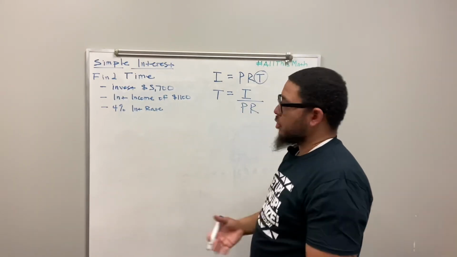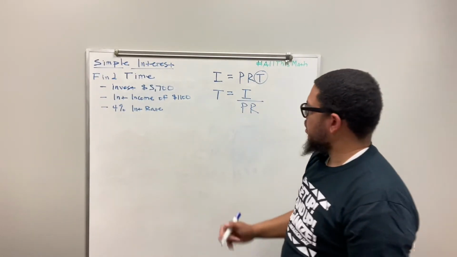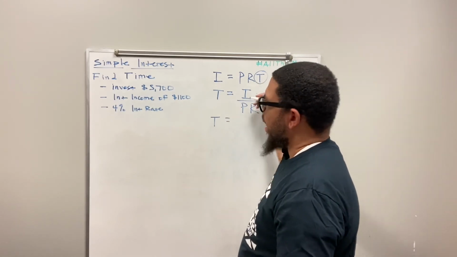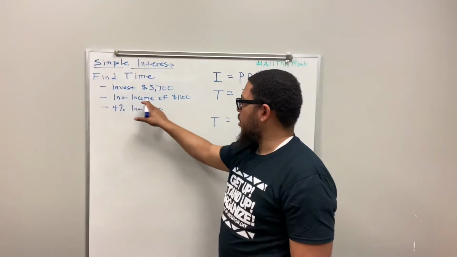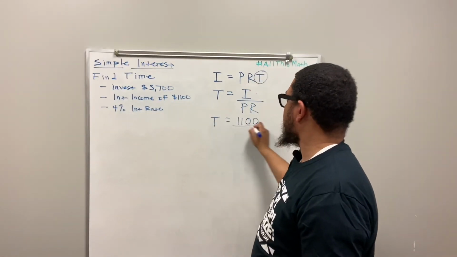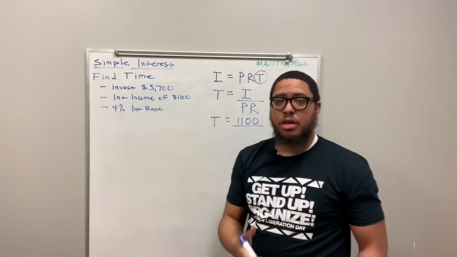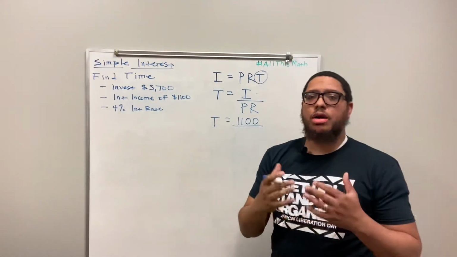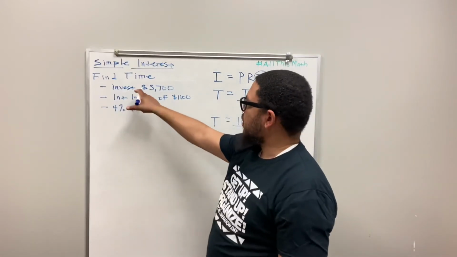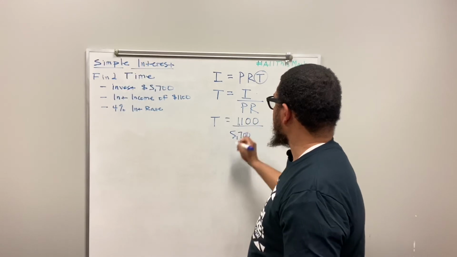All right, and now we're just going to plug numbers in and then do some slight calculations. So we have T equals I. What is I? I is my interest income, which was $1,100. So I replace the letter I with 1,100, and then divide by P. What is P? P stands for principal. Principal, by definition, is the original amount invested. In this case, it is $5,700. That's how much was originally invested.